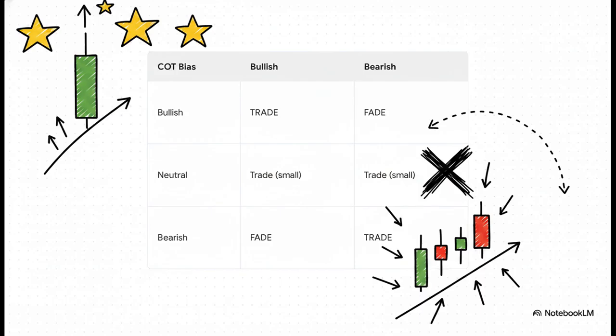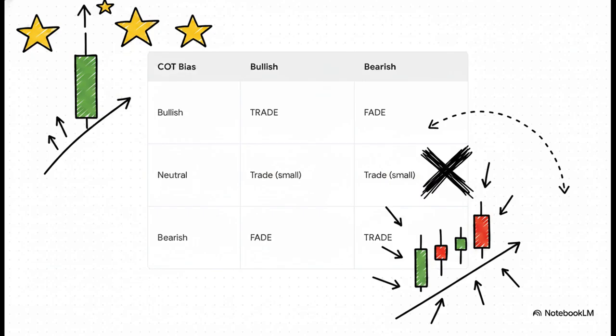Let's say the institutional COT bias is bullish, and you spot a beautiful bullish candle pattern right at support. Boom! That is a strong buy. The stars are perfectly aligned. But look what happens if the COT is bullish and you see a bearish candle pattern. It's not a sell, it's a no trade or a fade. You just politely walk away.